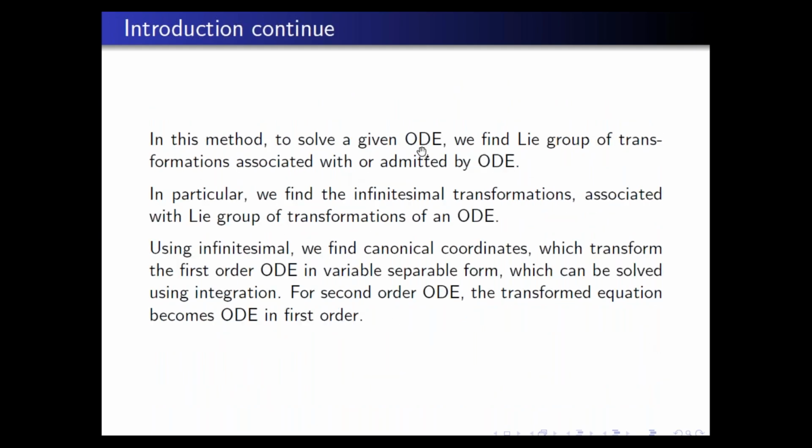In this method, to solve a given ODE, we find the group of transformations associated with or admitted by the ODE. In particular, we find the infinitesimal transformations associated with the group of transformations of an ODE. Using infinitesimals, we find canonical coordinates which transform the first order ODE into variable separable form, which can be solved using integration. For a second order ODE, the transformed equation becomes an ODE of first order.